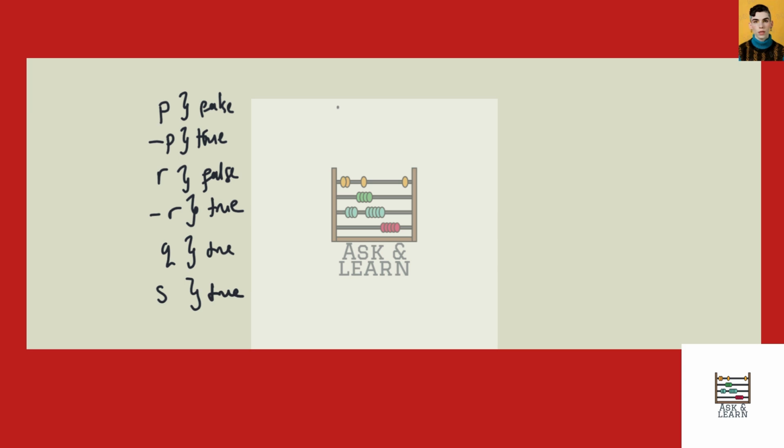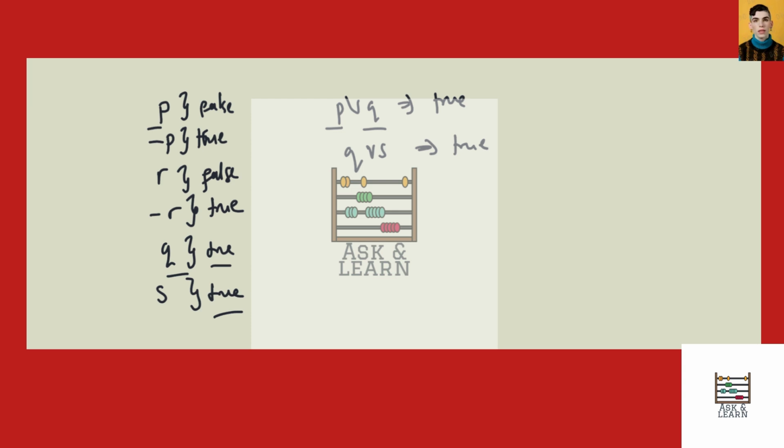So the disjunction PQ, this is going to be true if either P or Q are actually true. So we are dealing with a P that is false and a Q that is true, meaning this disjunction is going to be true. Then we are dealing with a Q that is true and an S that is true, meaning QS is actually true.